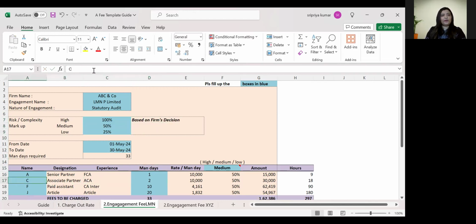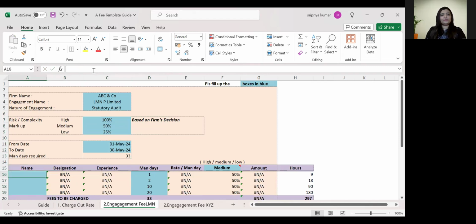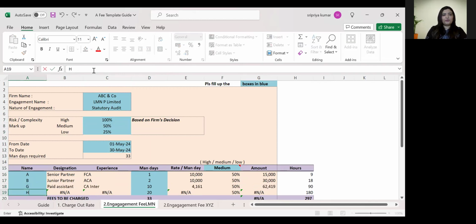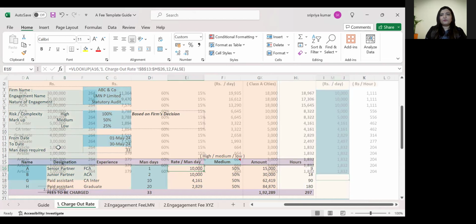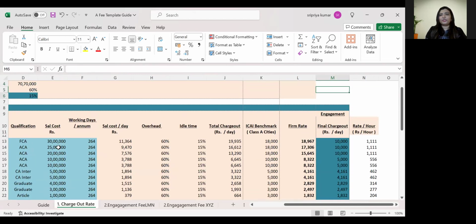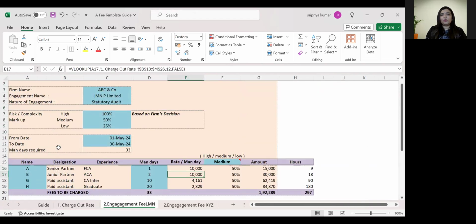So what happens here, when I came to this engagement, let's say I had nothing here, it would be like this. So I say A, B, F, G, H. So I am going to use the senior partner, the junior partner, paid assistants too. So it automatically brought my charge out rate for A for this assignment from the column M on the previous sheet. So all the data got populated.